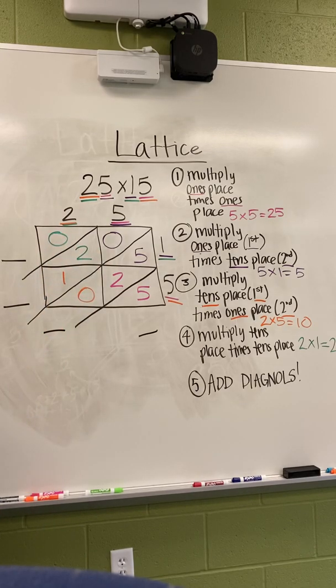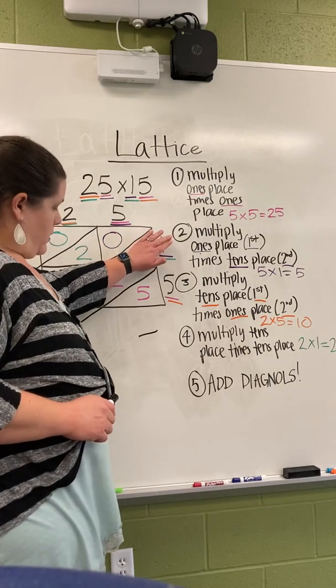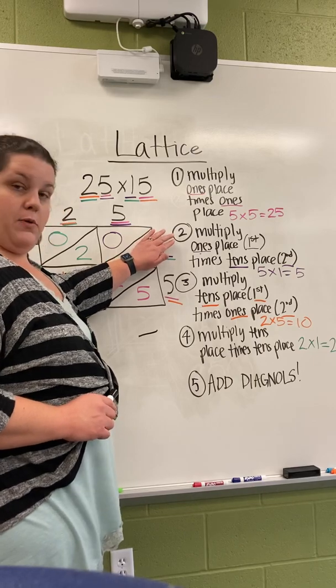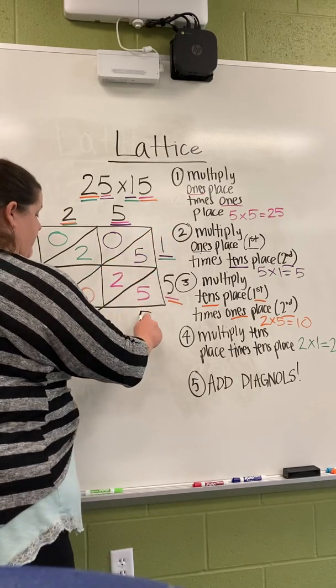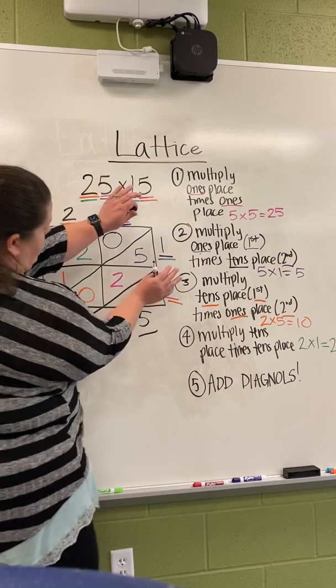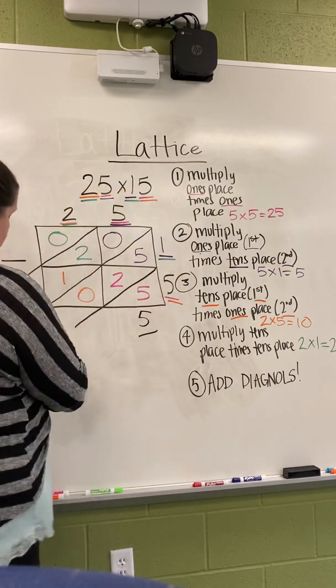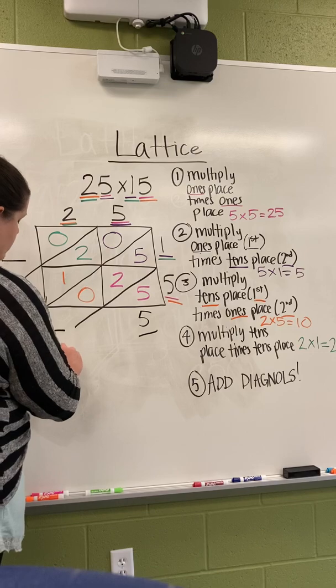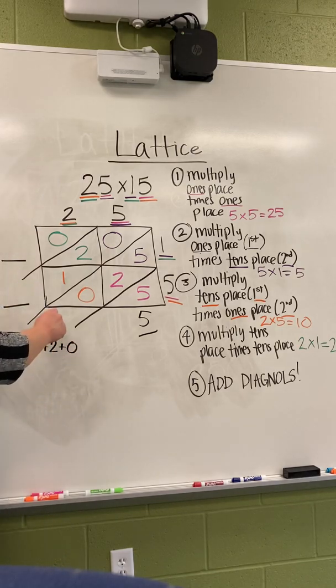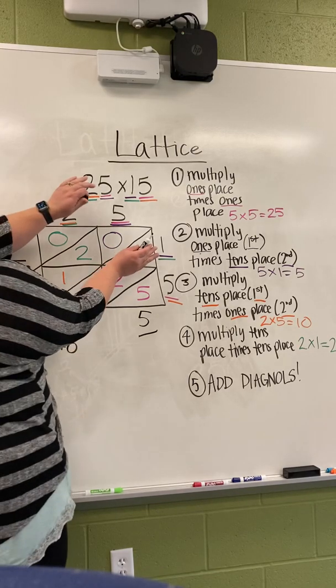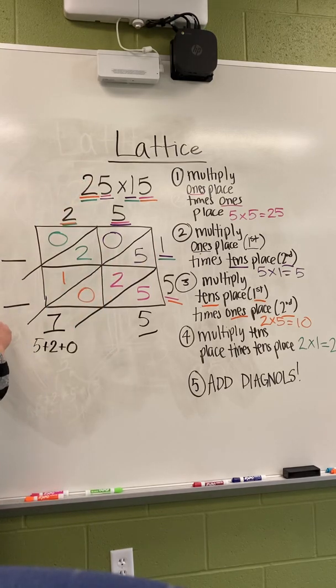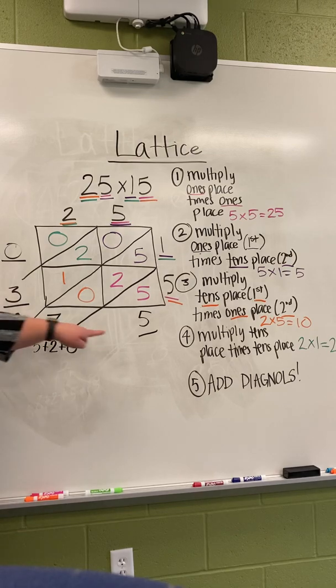Then we add our diagonals. So what the heck does that mean? That means we look underneath or between lines. This one you only have a 5. So the 5 goes down. This column you have 5, 2, and 0. So we're adding 5 plus 2 plus 0, which equals 7. In this column, we have 1, 2, and 0, which equals 3. And this column, we have nothing. So our answer to 25 times 15 is 375.